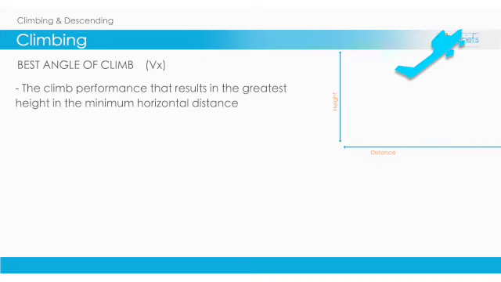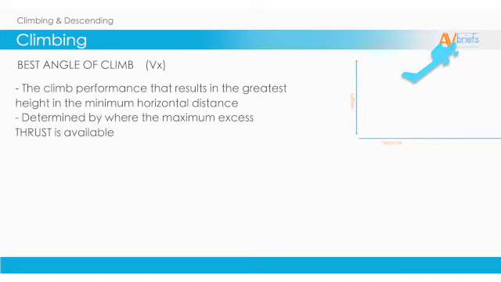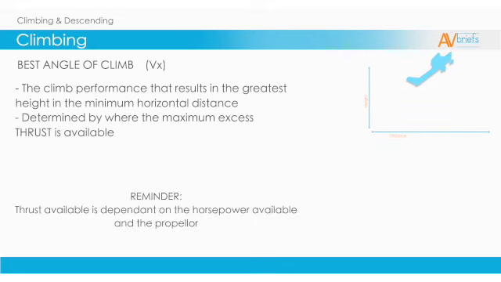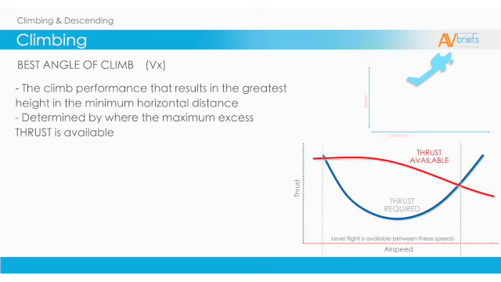The Vx speed is determined by where the maximum excess thrust is available. The thrust available is dependent on the horsepower available in the propeller. In this diagram, we can see the thrust required curve. Remember this one? It comes from the total drag curve. So the drag curve gives the thrust required for level flight.